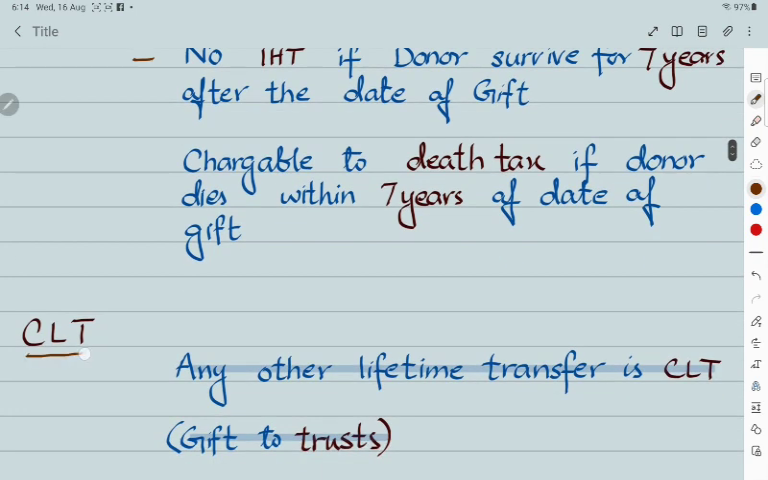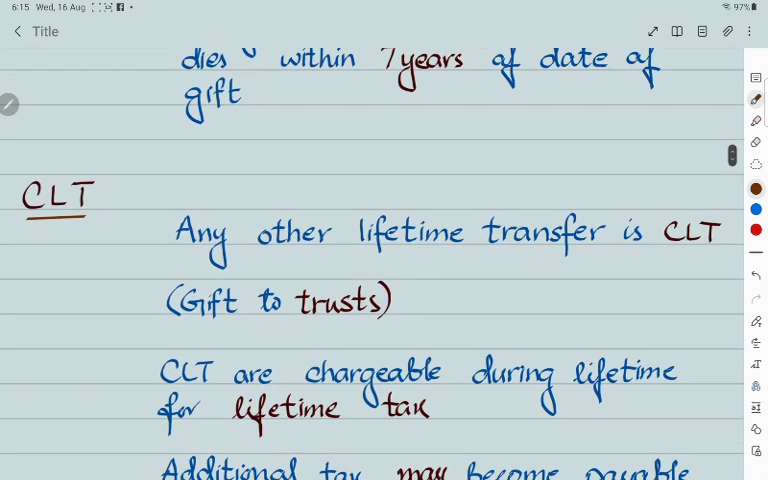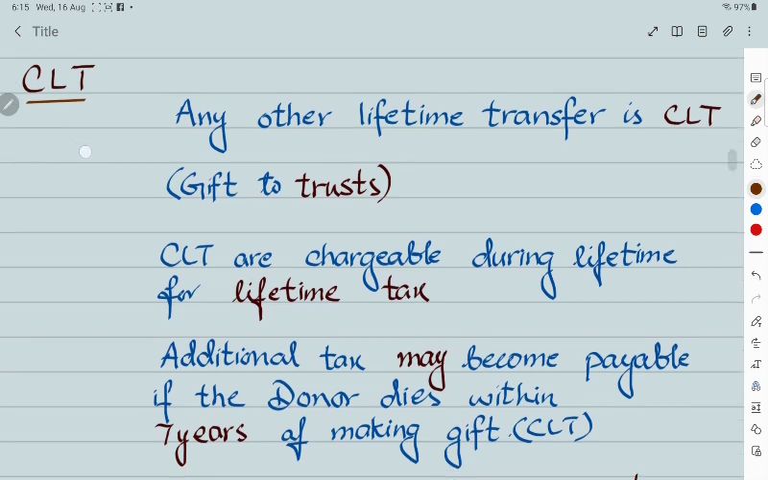Now, what is meant by chargeable lifetime transfer? CLT, chargeable lifetime transfer. Any other lifetime transfer is said to be a chargeable lifetime transfer. And for the F6 syllabus, the chargeable lifetime transfer is considered to be a gift to a trust. A gift to a trust is an example of a chargeable lifetime transfer. The chargeable lifetime transfers are chargeable during the lifetime for lifetime tax.